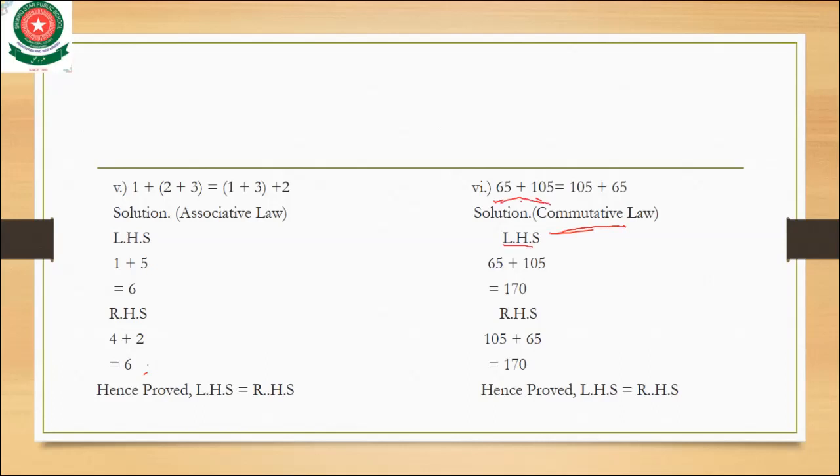Then take the left hand side. Left hand side is 65 plus 105, and when you add 65 plus 105, the answer will become 170. Okay, then the next step is take the right hand side, 105 plus 65. Add this 105 plus 65. The answer also will become 170.